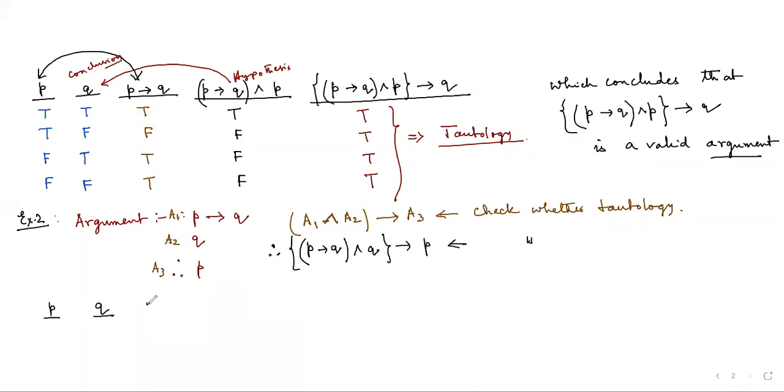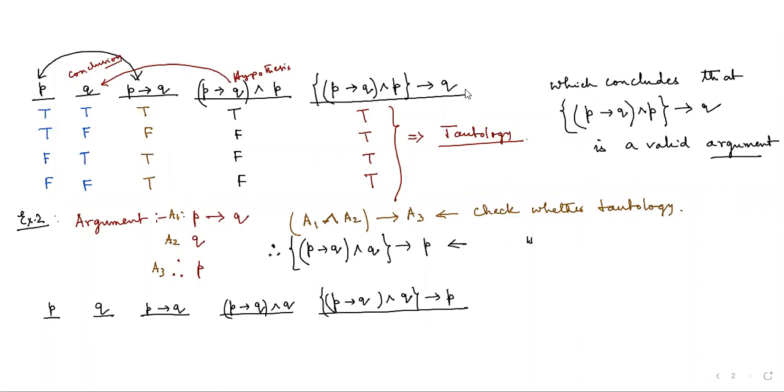Then we need P implies Q. So let us put P implies Q. Then we need Q. Q is already there. After that, we need to find the truth value of P implies Q and Q. Then we need to find the last one, which is P implies Q and Q, which implies P. So let us try to check what this particular truth table reveals.